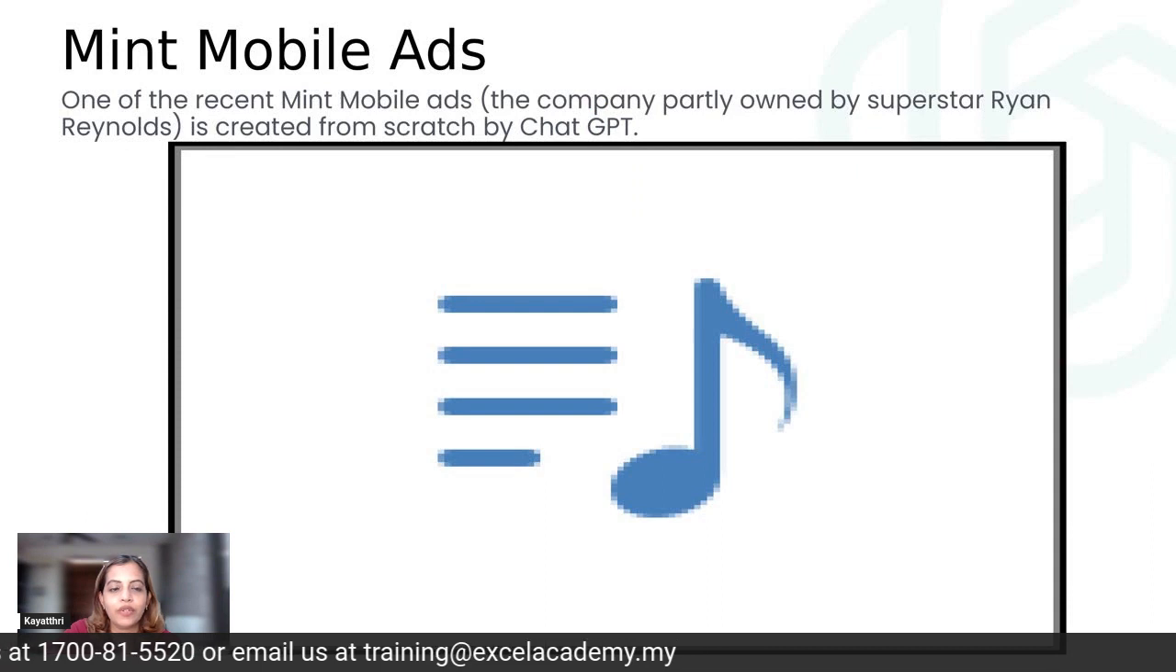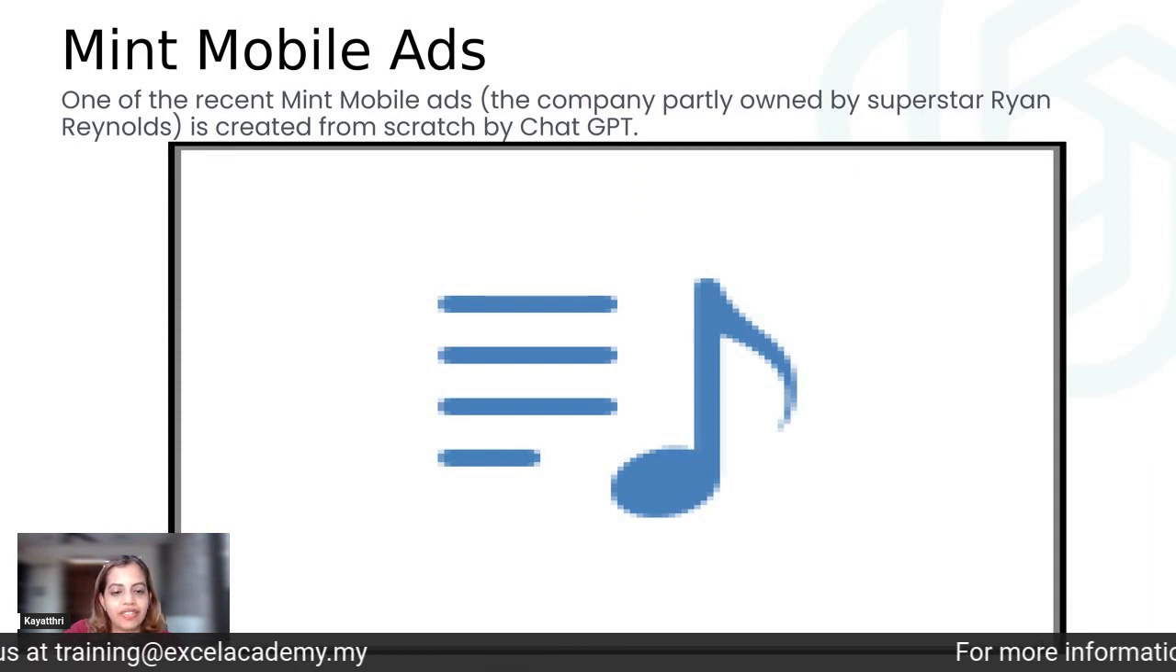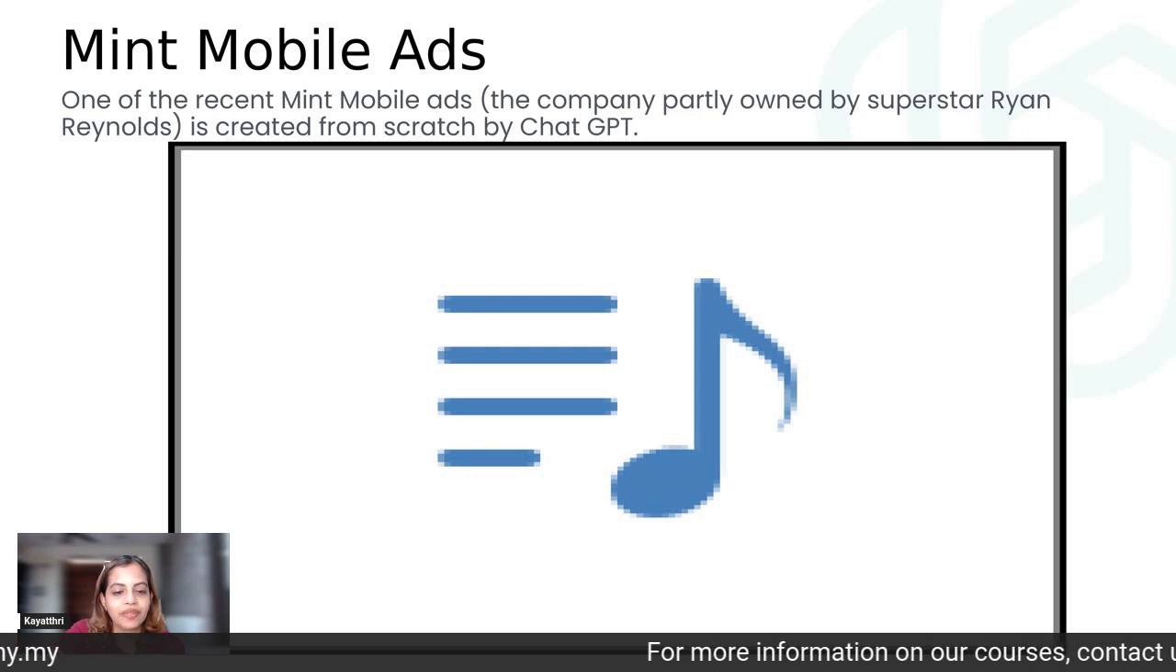I'm going to show you a very interesting video. Wait, let me stop sharing this. Can you guys see the video? This is a video of Ryan Reynolds, of course you know him. He will be prompting ChatGPT. We talk about prompt engineering and prompt design, so listen to how Ryan Reynolds prompts ChatGPT to create advertising for his company, Mint Mobile. It's a very short video.